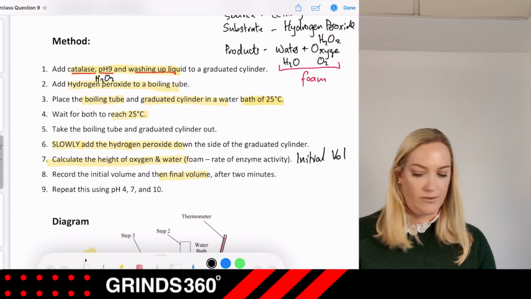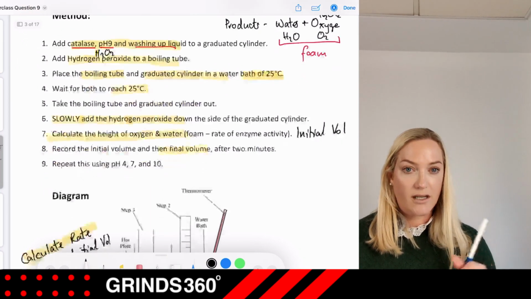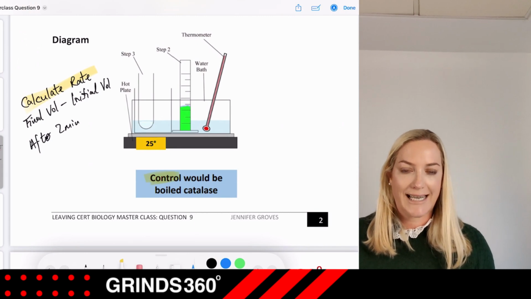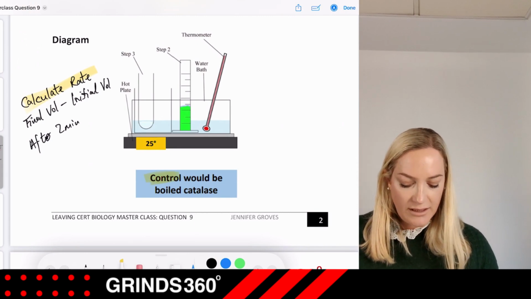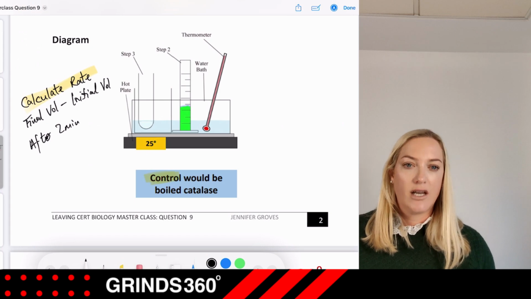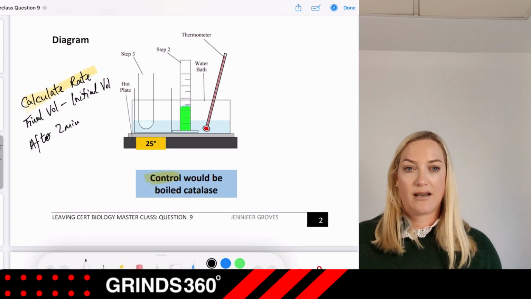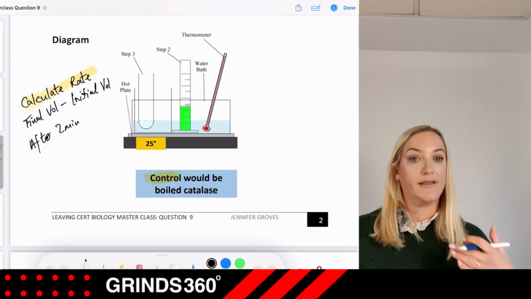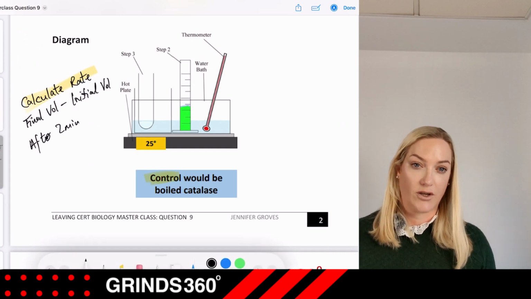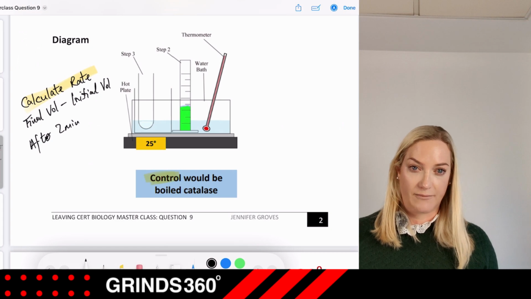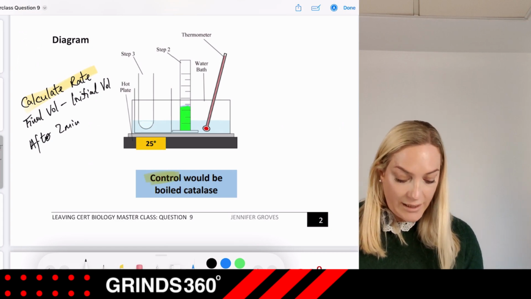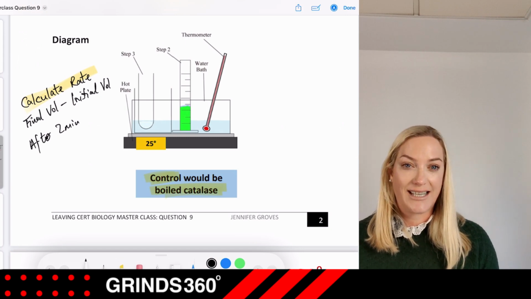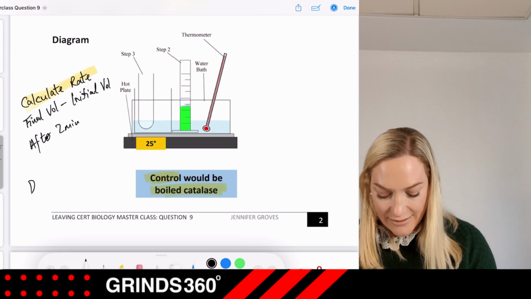And again, I'm going to write on the side. What is our control? Your control is here at the bottom. Your control is boiled catalase. What you have done is you have denatured the catalase. So what your teacher might have done is got a sample, and I would have a small bit at the start and say, look guys, this is what the control is. I've denatured the enzyme. So your control is your boiled catalase, or you could say denatured enzyme, denatured catalase.